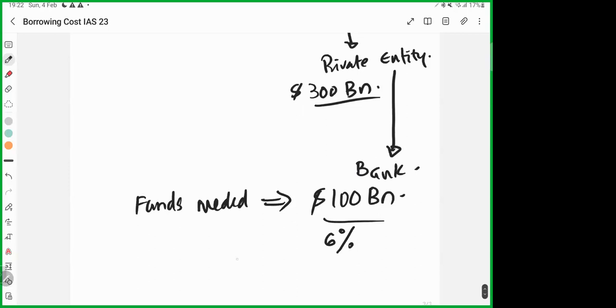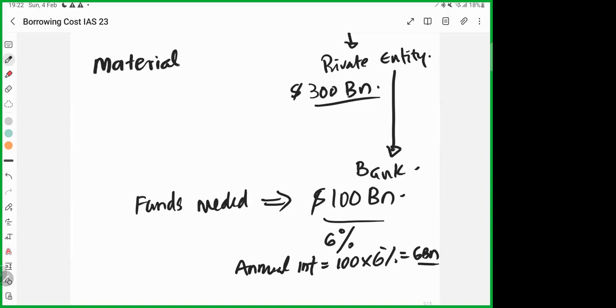So what do you think the annual interest is? $6 billion. Correct? Small money or big money? Still big money. It will be very big. Anyway, there is a different argument to talk about: materiality. If you look at it from the perspective of materiality, whether 6 billion is substantial or not is a different argument. But at the outset, 6 billion itself is very big money.